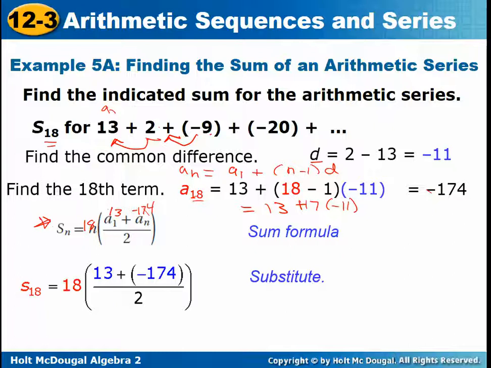Take 13 plus negative 174, hit equals, divide it by 2, and then multiply the whole thing by 18. Don't forget to hit equals here because if you just type in 13 plus negative 174 divided by 2, your calculator will do this and then add 13 to it. You want to add this part first, then divide it by 2. And you should get negative 1,449. So pause the video right now and just type that into your calculator and make sure that you get the exact same answer.